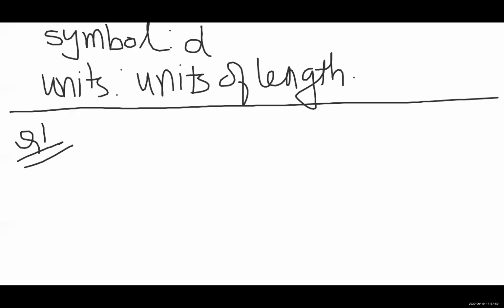No, S is for displacement. S is not for distance traveled. Right? We will come back to distance traveled and displacement again.